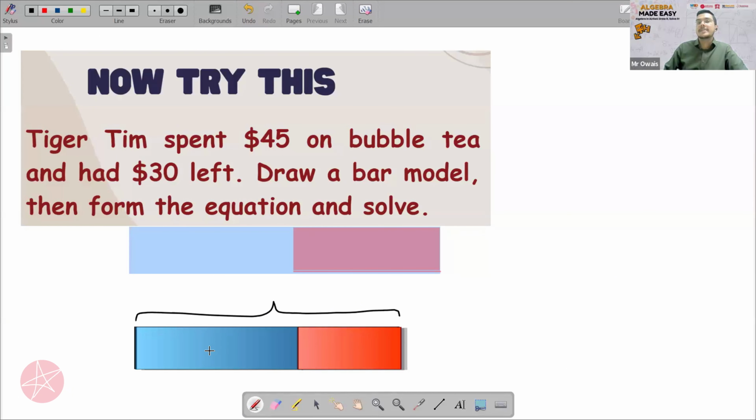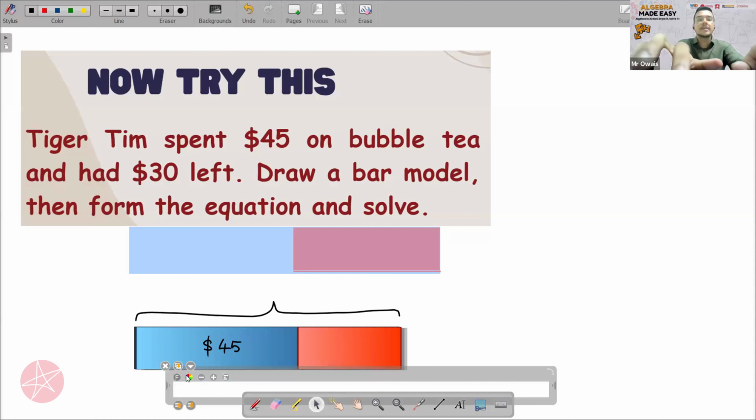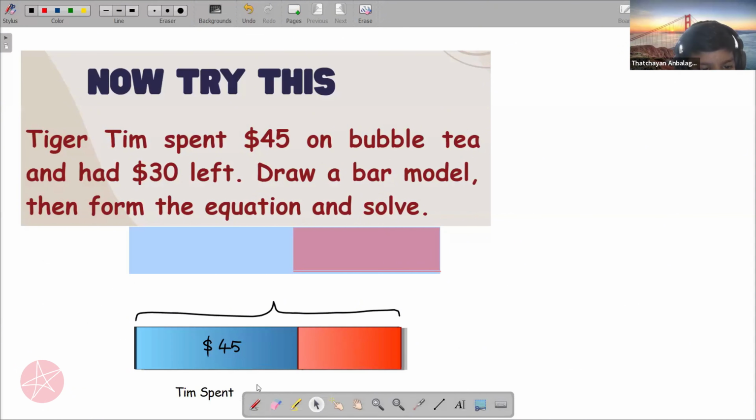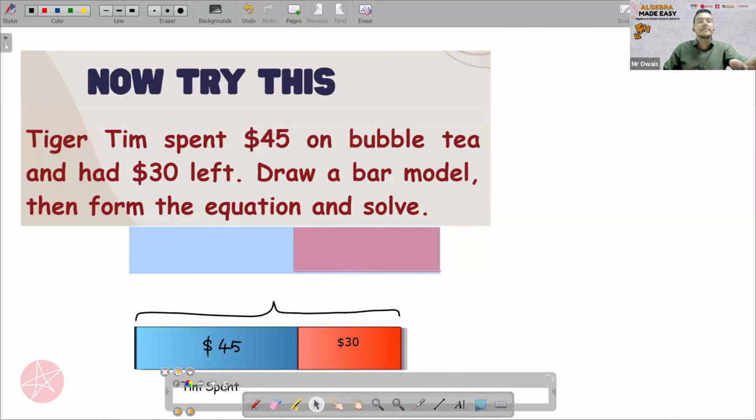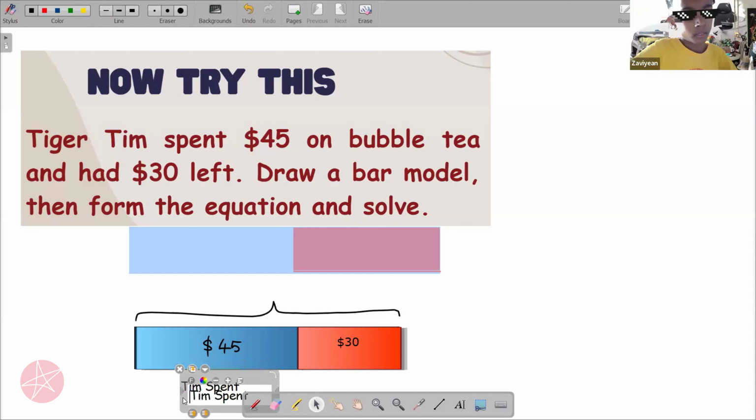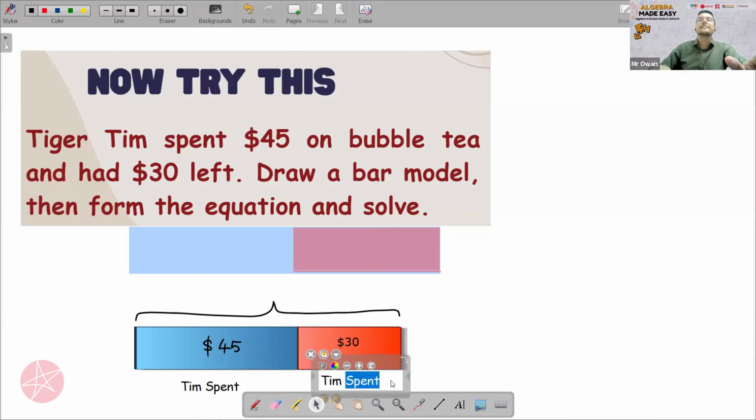So tell me, what does this represent again? It represents how much? $45. So I'll write over here, this one is $45. And then I'll also write what it represents. It represents what Tim spent. This is the amount of money that Tim actually spent. And then what about the red one? Yes, that should be $30. And that actually represents the remaining amount, right? So this one is the remaining amount, that is, of course, $30.